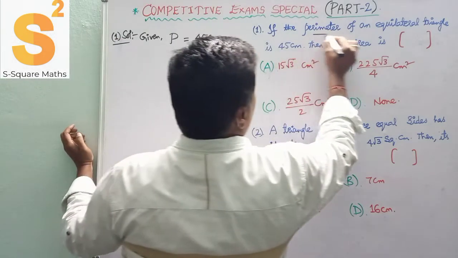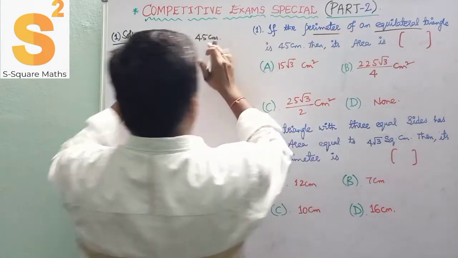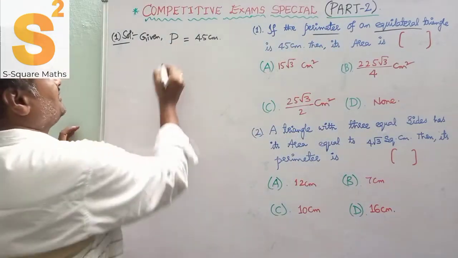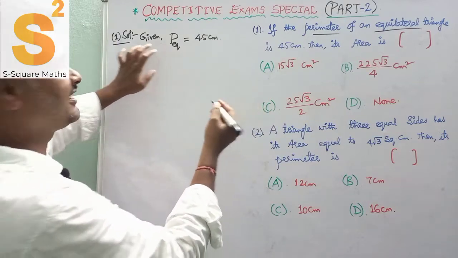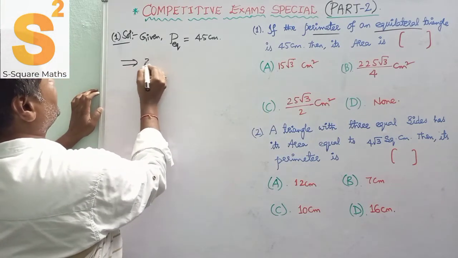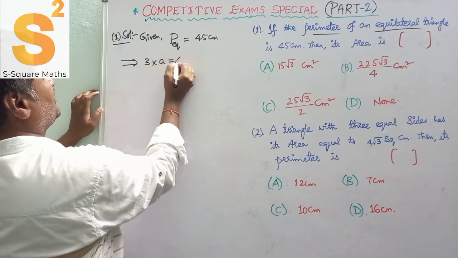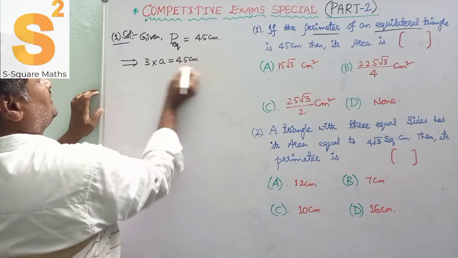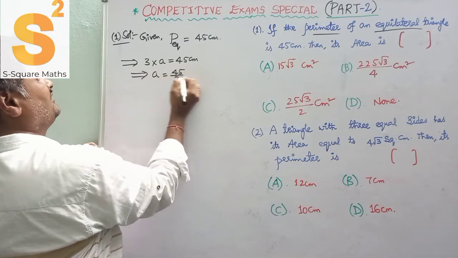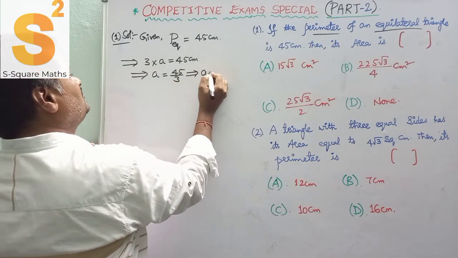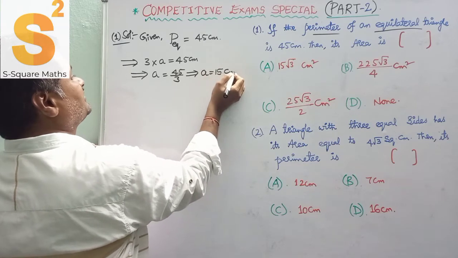So here, perimeter of an equilateral triangle, so that's why I am writing directly. Okay. So still if you want you can write this PEQ stands for perimeter of equilateral triangle. So this implies we know that 3 into side is equal to 45 centimeters. So this implies A is nothing but 45 by 3, gives you A is equal to 15 centimeters.